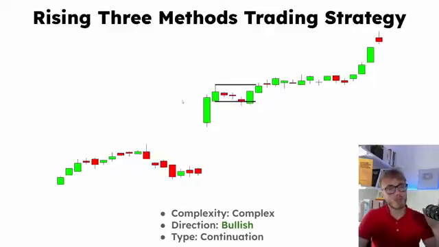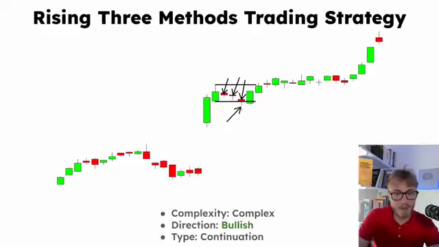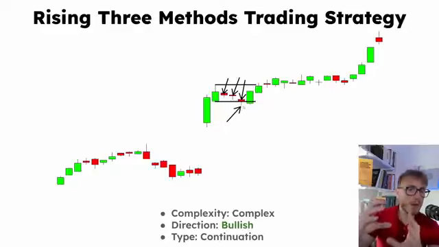I think I forgot to mention this in the previous slide, but the important part here is that the real bodies of the red candles should be contained within this range. It's not the end of the world if we have a lower wick right here, but preferably we want at least the real bodies of the candles to be contained within that.